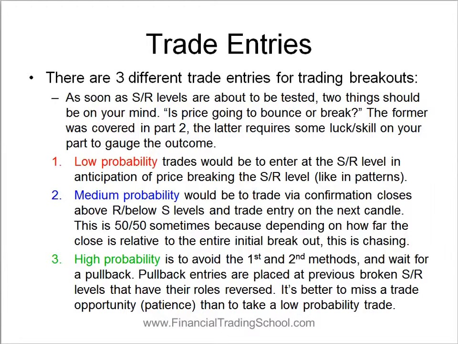Then medium probability would be to trade via a confirmation close above the resistance or below the support level, and the trade entry would be on the open of the next candle. So this is medium probability because this is 50-50, because depending on how far the close is relative to the entire initial breakout, this could be chasing. So the third method, which is the best one, the high probability trade, is to avoid the first and second method and wait for a pullback. And pullback entries are basically placed at the previous broken support resistance levels that have the roles reversed. And the reason why you would prefer this one is because it's better to miss a trade opportunity, hence patience, than to take a low probability trade.